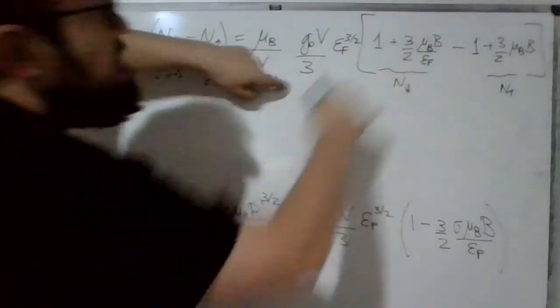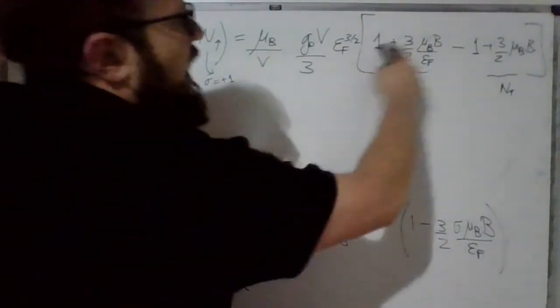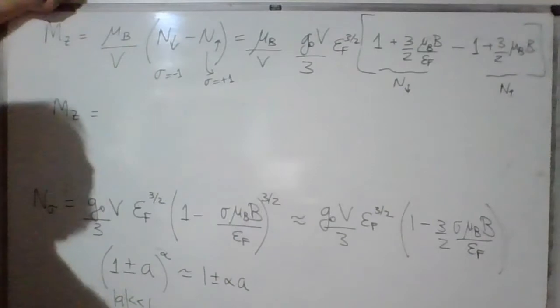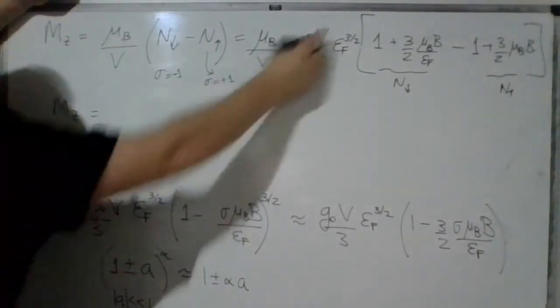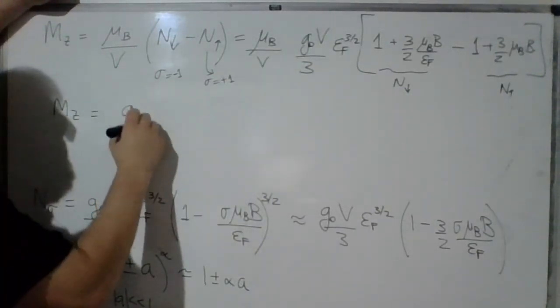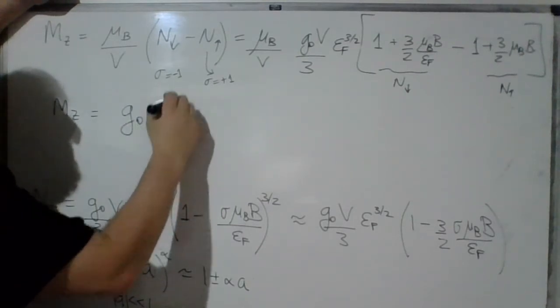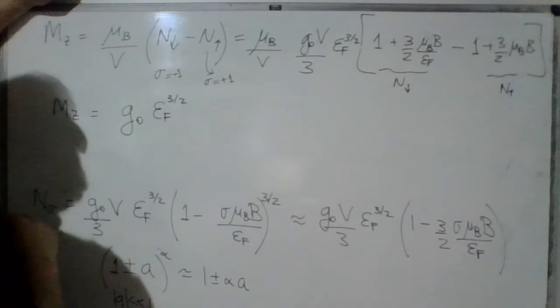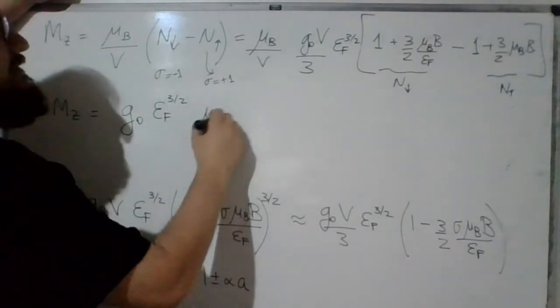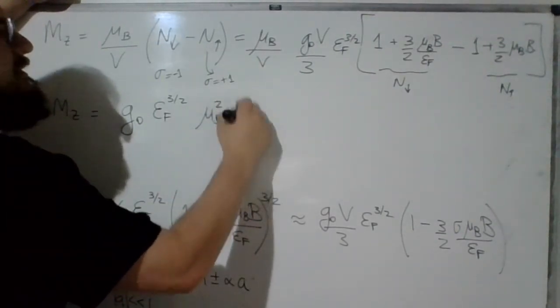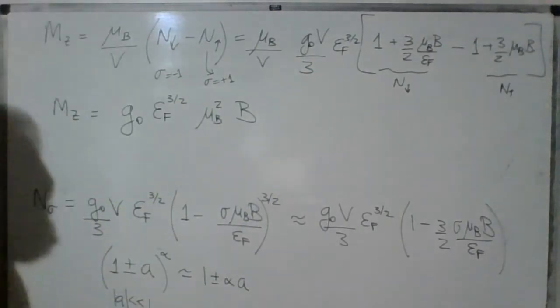This factor of 3 cancels out. 1/2 plus 1/2 produces a 1, and the volume cancels. G0 times Fermi energy to the 3/2 times Bohr magneton squared times B. All right.